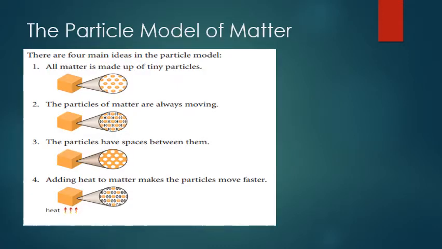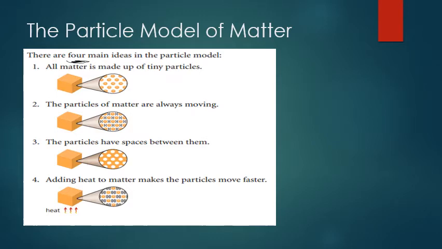There are four main ideas to the particle model of matter. Okay? First, all matter is made up of tiny particles. Second, the particles of matter are always moving. Third, the particles have spaces between them. Fourth, adding heat to matter makes the particles move faster.